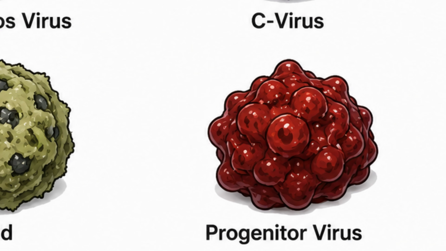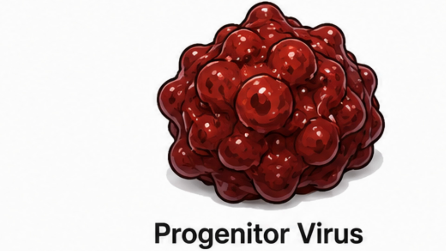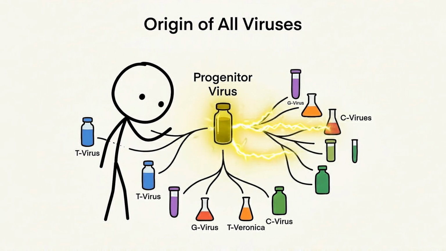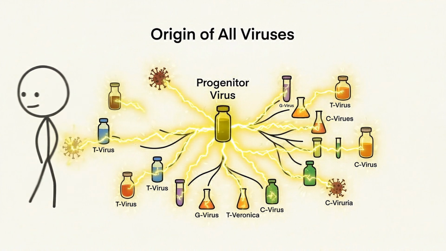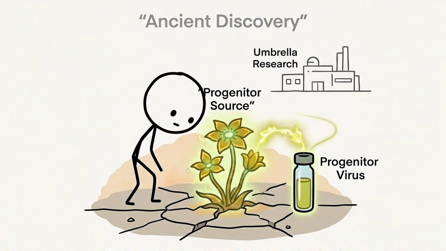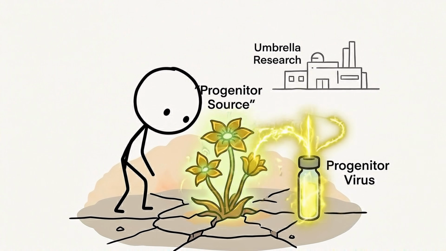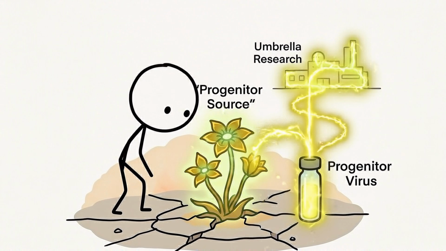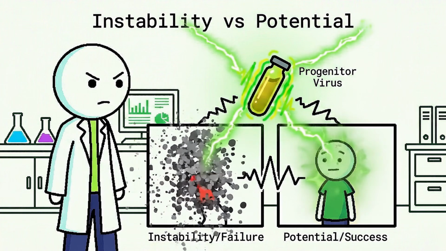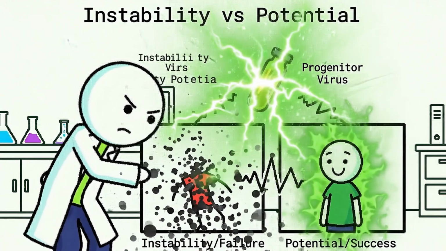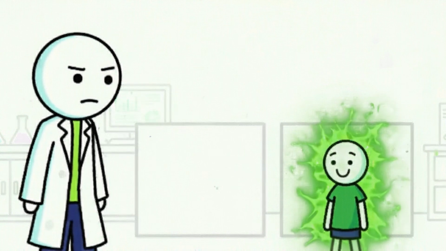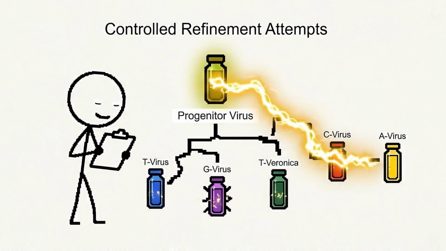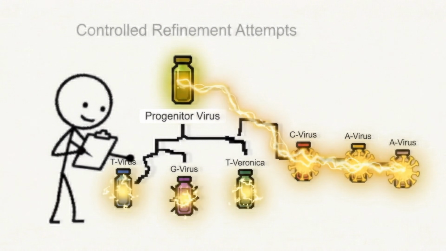Progenitor virus. The progenitor virus is the origin of nearly all other viruses in the series. It was discovered in ancient flowers in Africa and became the foundation for Umbrella's research. On its own, it is extremely unstable, often killing hosts instantly, but it holds the key to unlocking genetic potential. Every major virus that followed was an attempt to refine and control its power.